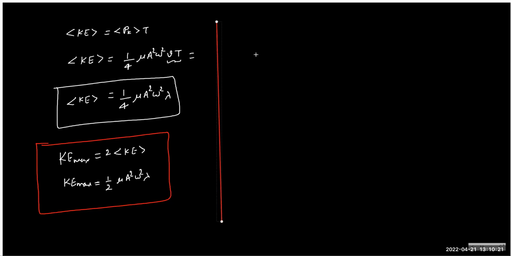Sir, in the red box. Yeah, in the red box, the maximum is twice the average, and the average is 1/4, so the maximum becomes 1/2. And later on I'll give you a simple way to remember this.